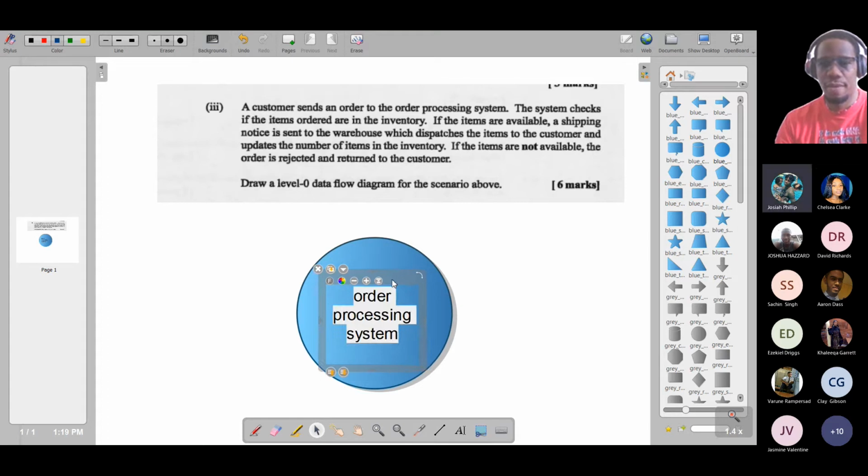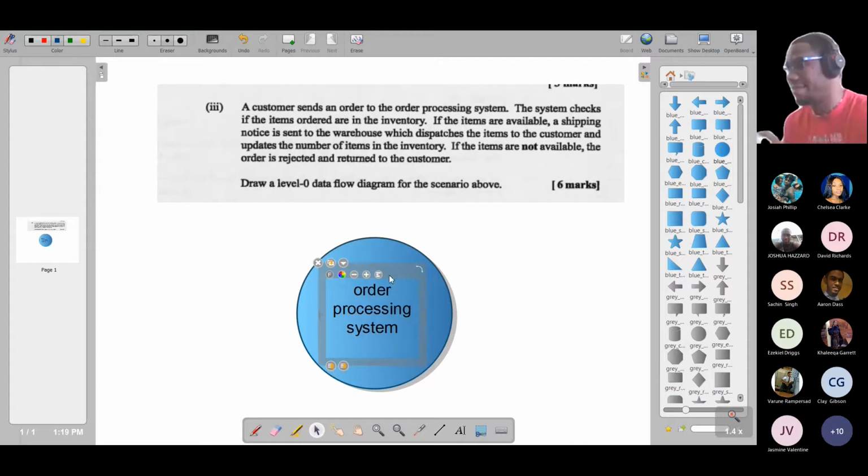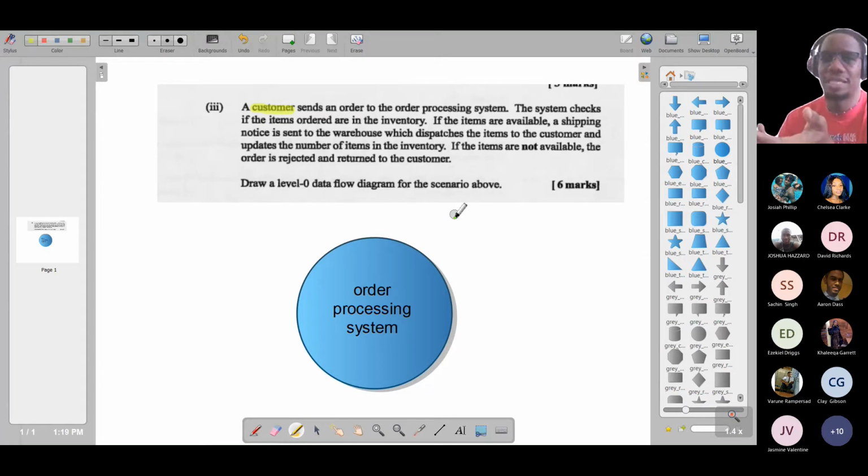Good. So we know that there is somebody interacting with the system. We're not studying what goes on inside of the system. We're just looking at who is putting information into the system and who is getting information out of the system. So our definition here says that a customer sends an order to the order processing system. So we have some data coming in from an external entity. The customer is not part of the order processing system. The system checks if the item ordered are in the inventory. That goes on inside of the system.